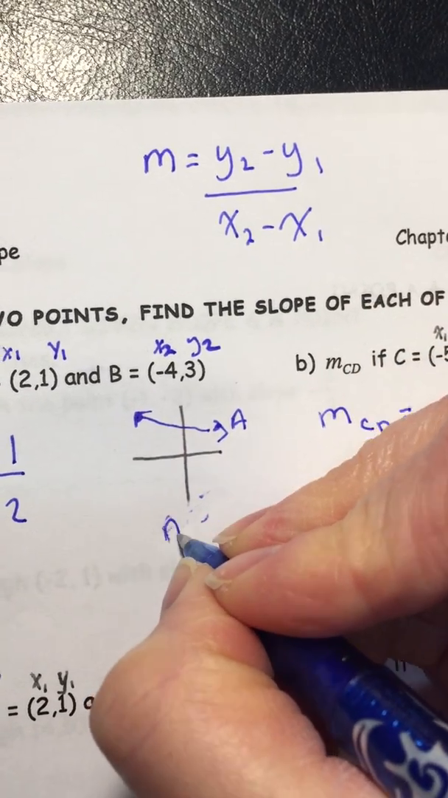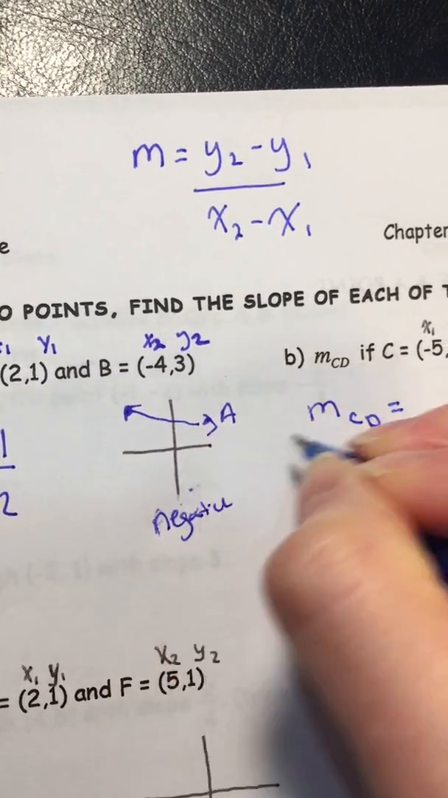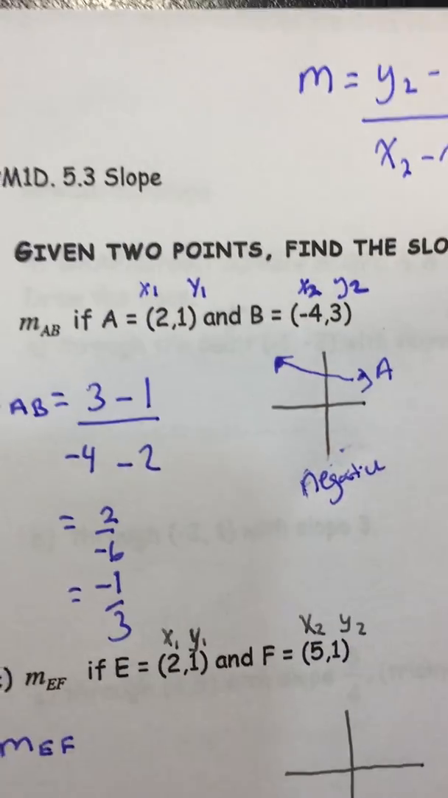Okay. This has a negative slope because it falls from left to right. And we have a negative slope, so we probably did it right.